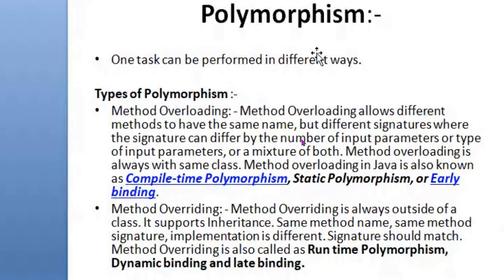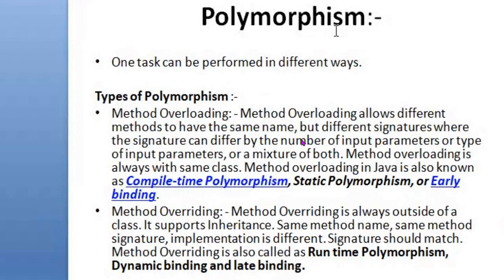Then polymorphism: one task can be performed in different ways. Types of polymorphism are method overloading and method overriding. Method overloading allows different methods to have the same name but different signatures, where the signature can differ by the number of input parameters or type of input parameters or a mixture of both. Method overloading is always within the same class. Method overloading in Java is also known as compile time polymorphism, static polymorphism, or early binding.